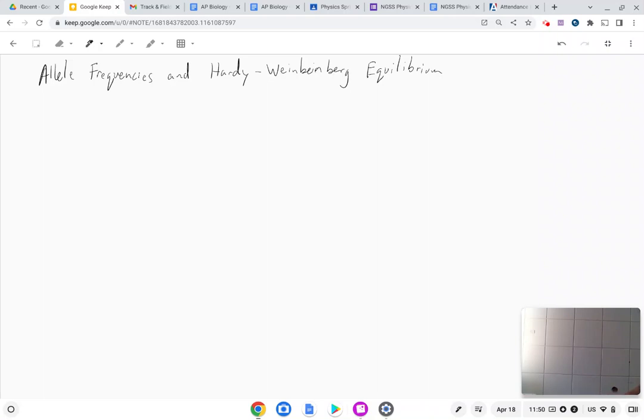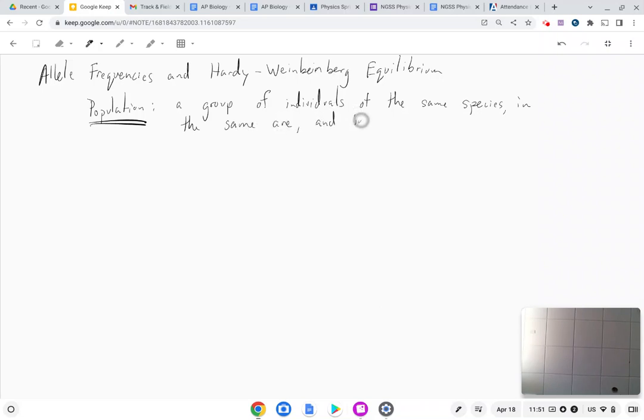All right, but let's define our terms, because I'm going to start using the word population, and there's something specific that I mean when I say that word. What I'm referring to is a group of individuals of the same species in the same area and are interbreeding. Those three things would be necessary prerequisites in order to be considered a population.